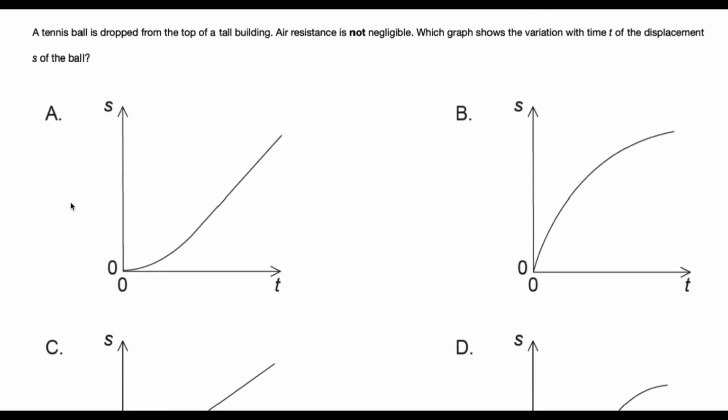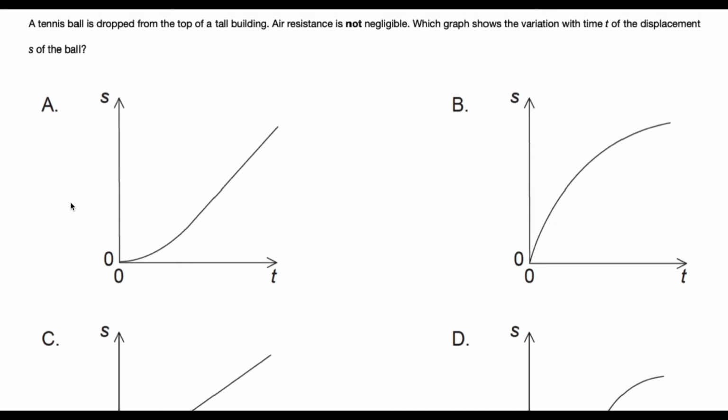A tennis ball is dropped from the top of a tall building. Air resistance is not negligible. Which graph shows the variation with time of the displacement of the ball? So we know air resistance is not negligible, and a ball is dropped from a tall building. So it's gonna reach its terminal velocity. So the graph of velocity versus time is gonna look something like this. And velocity is gonna be constant when it reaches its terminal velocity.